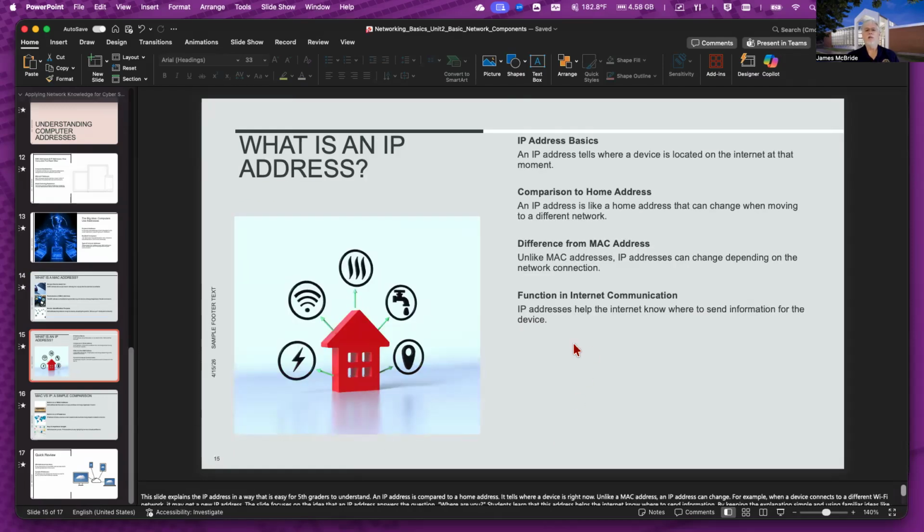IP addresses tell where the device is located on the internet at that moment. Again, you can take your computer with that MAC address that doesn't change, go down to McDonald's, use their Wi-Fi, and now your IP address will be different, but your MAC address will stay the same. Unlike MAC addresses, IP addresses change depending on their network connection, and IP addresses help the internet know where to send the information. MAC addresses are not part of that.